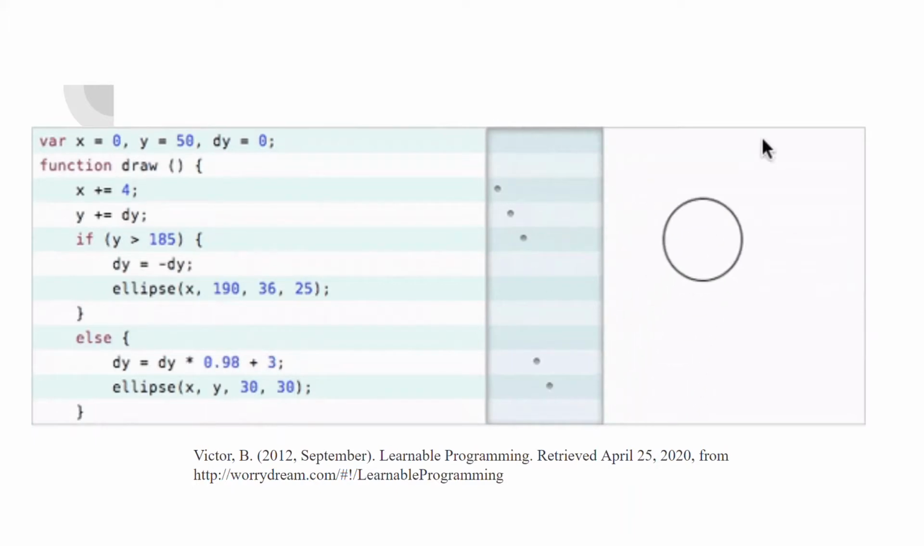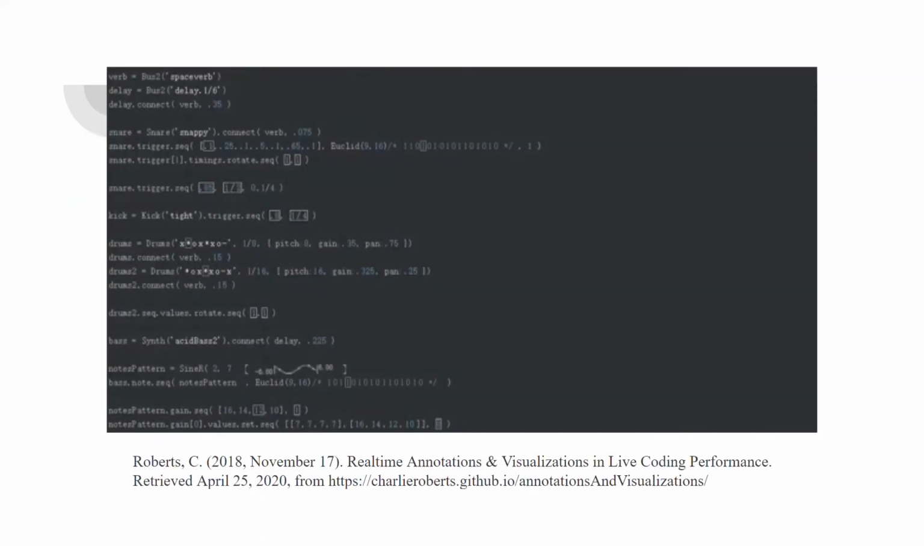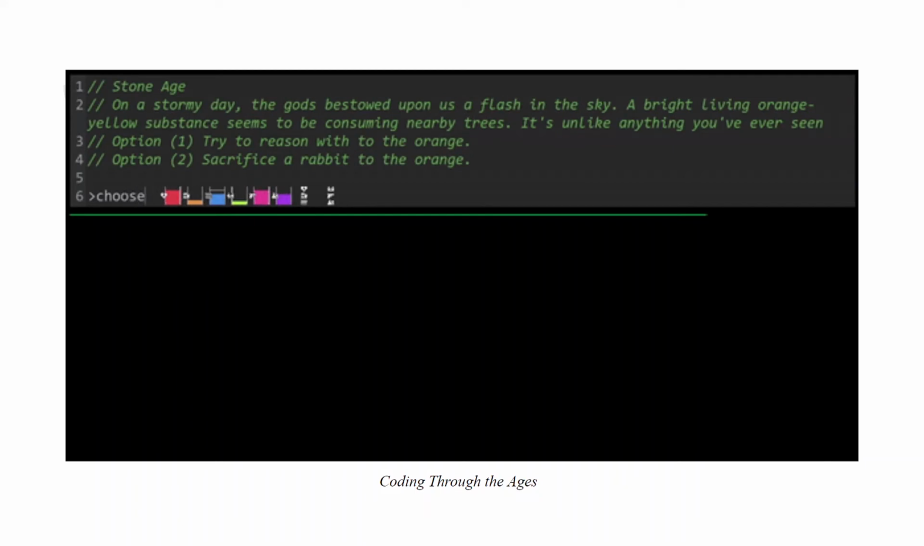Visual annotations in programming environments can make it easier for programmers to understand the execution of their code, as Brett Victor's example here shows. These types of visuals can provide a more enjoyable and understandable user experience within a program, such as with Professor Roberts' live coding language Gibber. For this project, we decided to apply this concept to another medium by introducing inline visual annotations into a coding-based game to see if they could help players manage multiple different tasks at once.